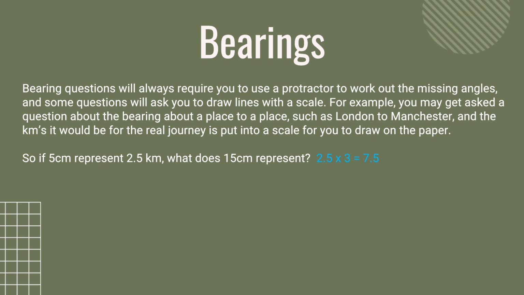So say, if I had 5 centimetres which represented 2.5 kilometres, what does 15 centimetres represent? So 15 divided by 5 is 3, so we do 2.5 times 3. So 15 centimetres would represent 7.5 kilometres.